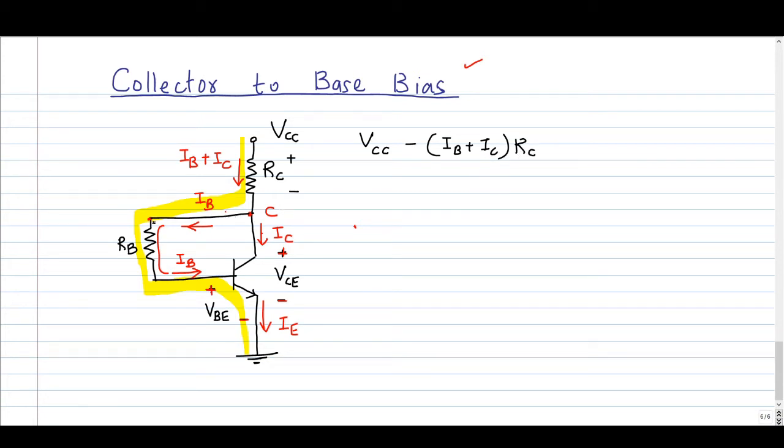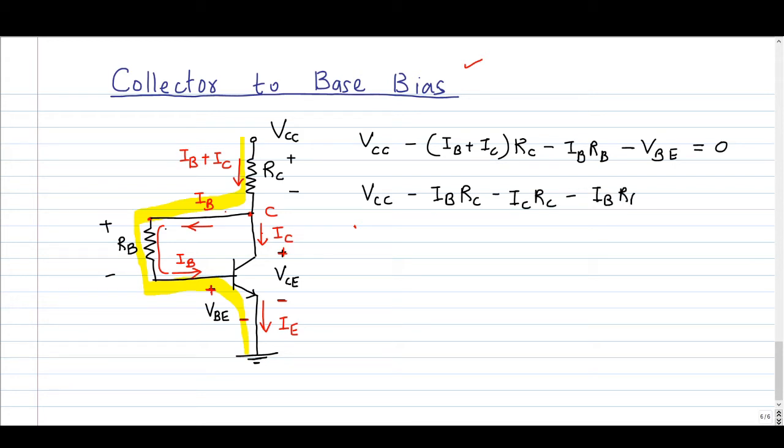Now coming to this resistance RB, there is also a potential drop with this polarity. The drop is the current flowing through RB, that is IB into RB, so it is minus IB RB. Then there is a potential drop across the base emitter terminals, that is VBE, so it is minus VBE equal to 0. Now we can rewrite it like this. We can open this bracket: minus IB RC minus IC RC minus IB RB minus VBE equal to 0.